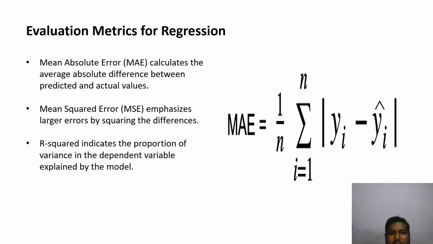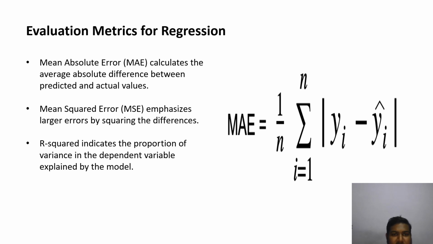Next, we'll see about evaluation metrics for regression. There is an evaluation metric formula for regression. You can see in this, it is equal to 1 by n summation i equals 1 to n, modulus of yi minus yj. We can see absolute error. We can see in this mean absolute error, mean squared error, and R squared.